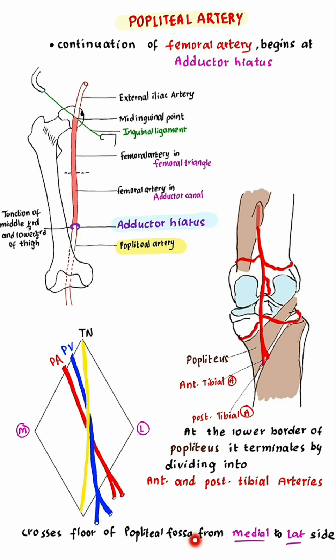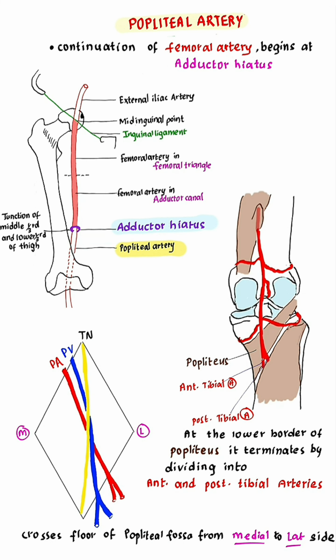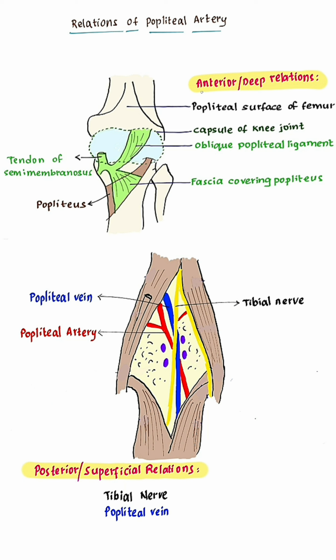Popliteal artery crosses floor of popliteal fossa from medial to lateral side. This is medial side of the popliteal fossa, lateral side of the popliteal fossa. At the lower border of popliteus muscle, popliteal artery terminates by dividing into anterior tibial artery and posterior tibial artery. Relations of popliteal artery. Anterior or deep relations: popliteal artery lies just above the floor of the popliteal fossa. Popliteal artery is the deepest structure.